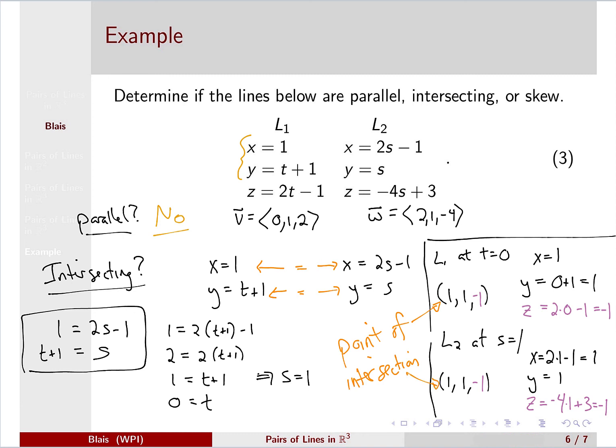This point is on both lines. So 1, 1, minus 1 is the point at which these lines intersect. If these z values had been different, we would conclude that the lines are skew.